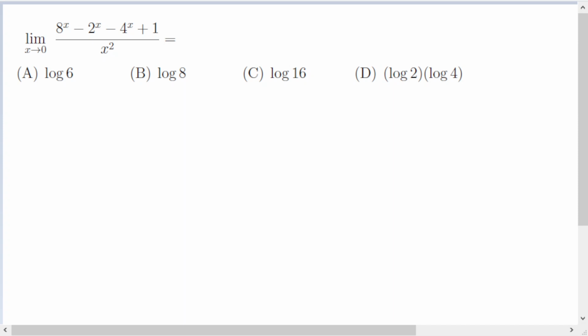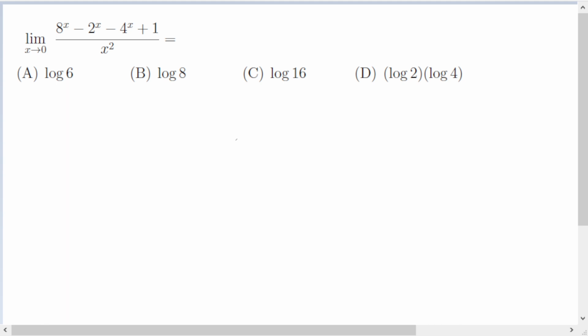In this question we are going to solve one problem based on limits. So we have to find the limit of the function as shown here. Let us observe, we have been given 8 raised to x minus 2 raised to x minus 4 raised to x plus 1, divided by x square.